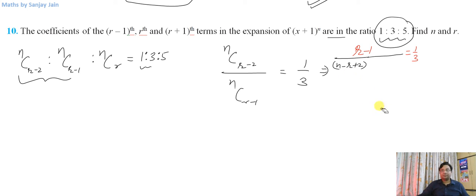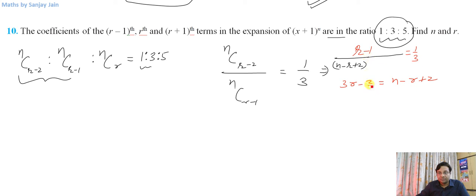This is the equation that I got. Now I'll cross multiply and simplify it a little more. 3r minus 3 will be equal to n minus r plus 2. Believe me, if I had written everything, this would have become very messy, as it became in the example. I have experience from the example, because I tried to write everything, and it became really messy. So I will not make the same mistake again.